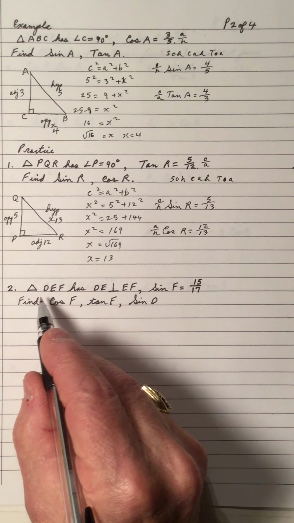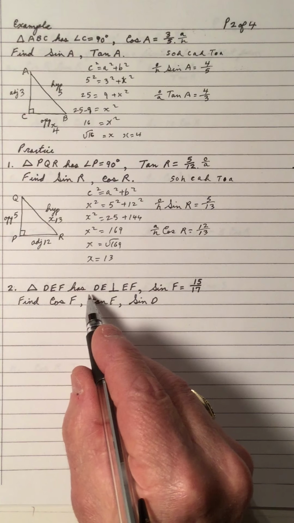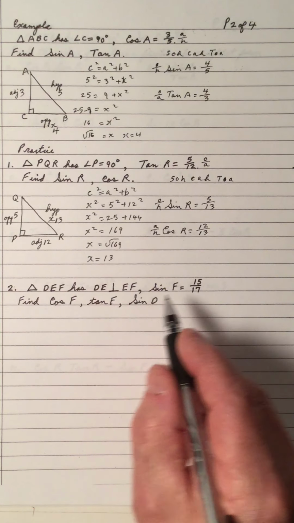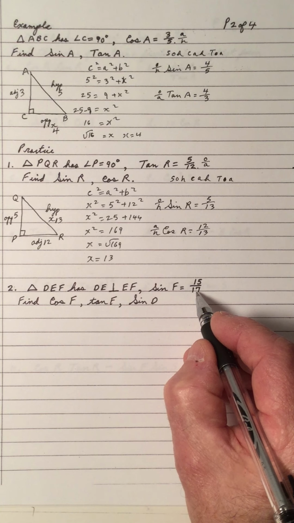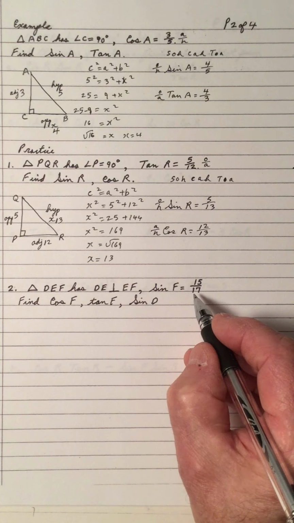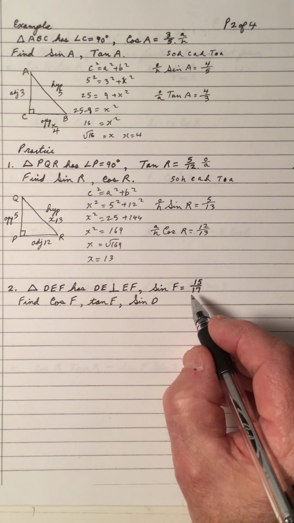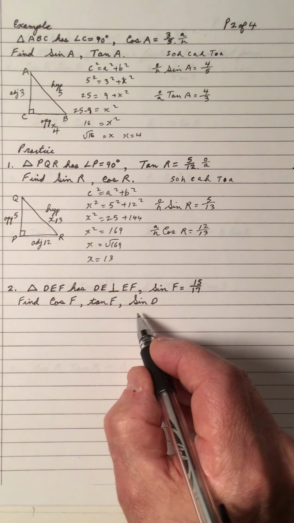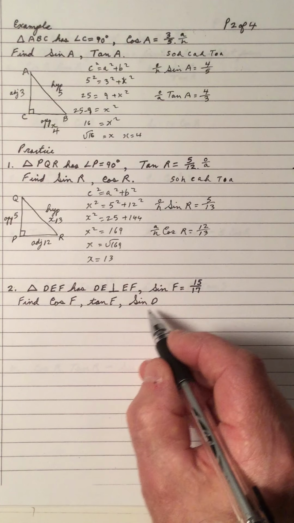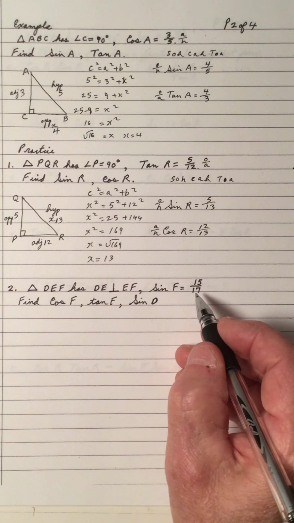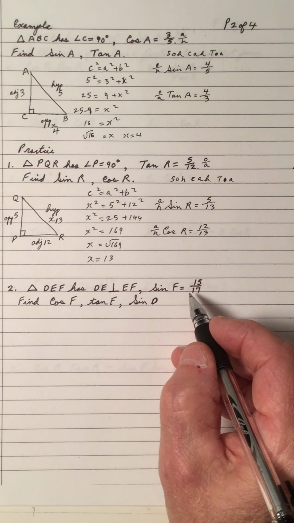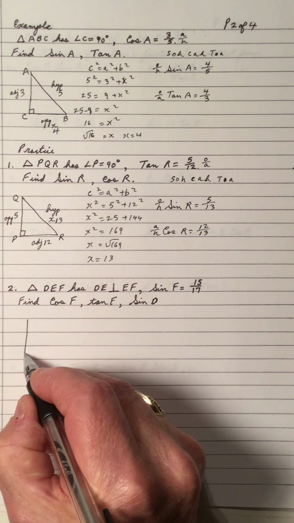And number 2, we have a triangle DEF, has DE perpendicular to EF. The sine of F is 15 over 17. So we have to work out the cos of F, the tan of F, and the sine of angle D. So here we go. Let's draw a triangle again.